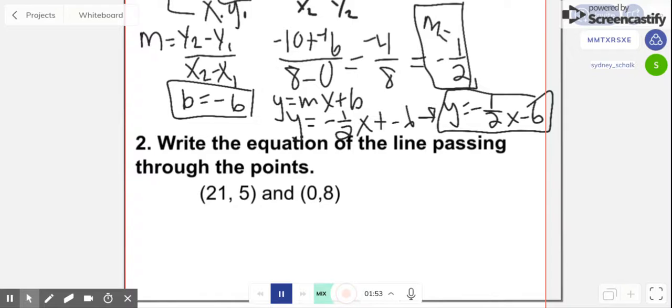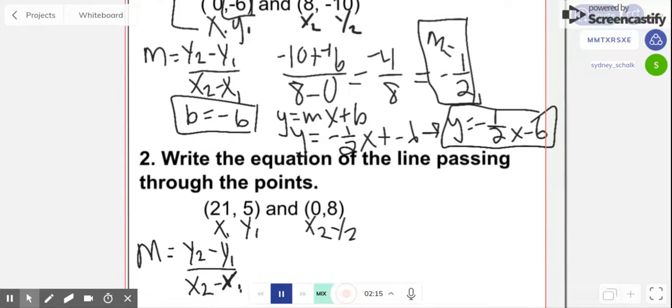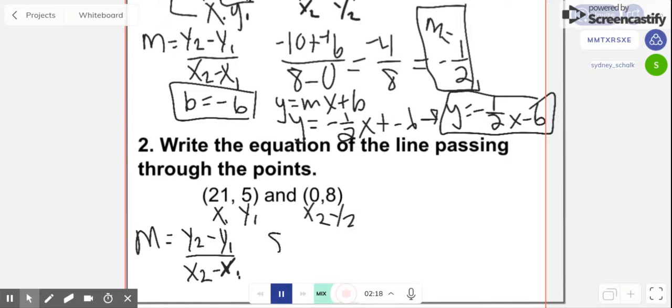Come back and then see how you did. Same thing, first step, we need to just find our slope. We have our x1 and our y1, our x2 and our y2. Plugging it into the equation, y2 minus y1 over x2 minus x1. So our y2 is 8. 8 minus our y1, which is 5, over our x2, which is 0, minus x1, which is 21.